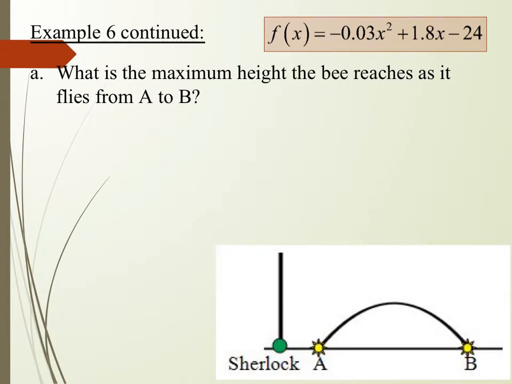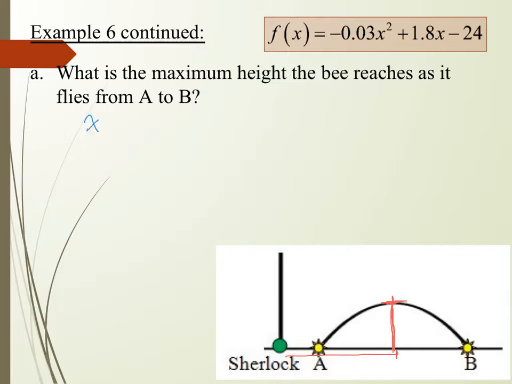So the first question is, what is the maximum height the bee reaches as it flies from A to B? In other words, what we want to do is find this distance right here, where the maximum is at the vertex. So what we're going to do is find the maximum height based on the vertex. The first step is to find the distance at the max. So we're going to find the distance from here to here from the max. That's the x term, and that's where the axis of symmetry is.